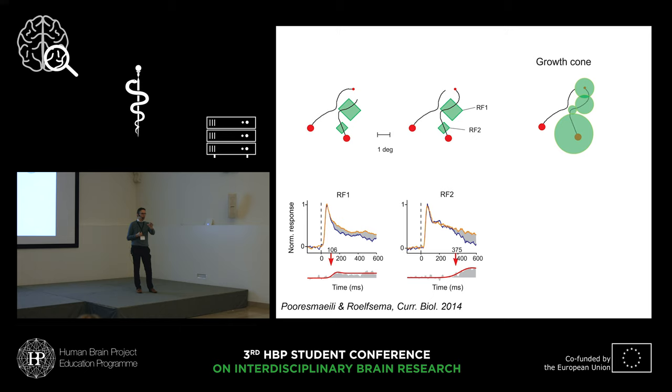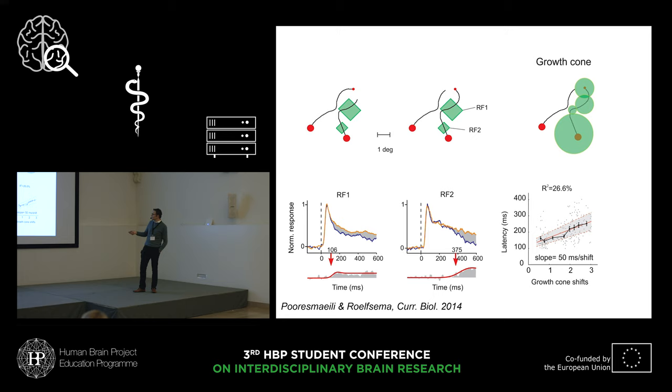So based on these considerations, at each location on the curve, we measured the maximal size of a circle that is centered on that curve. That's what we call a growth cone, and then you can measure the number of growth cone shifts necessary to reach receptive field one, which is about one growth cone shift, and receptive field two, which is about three growth cone shifts. This is shown here on the x-axis, the number of required growth cone shifts. This is a dimensionless number. And here on the y-axis is the measured latency of this response enhancement. And you see that it's about 50 milliseconds per growth cone shift.